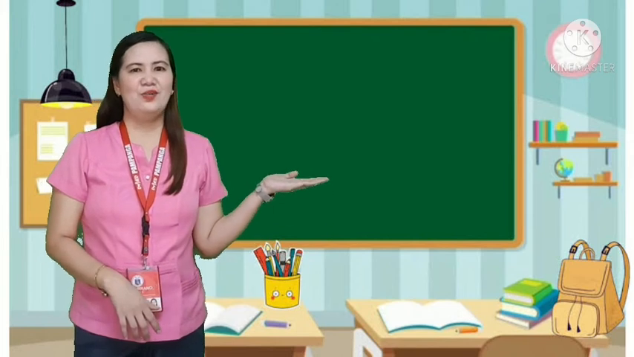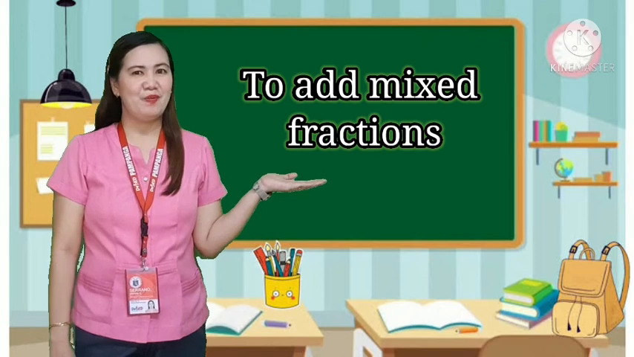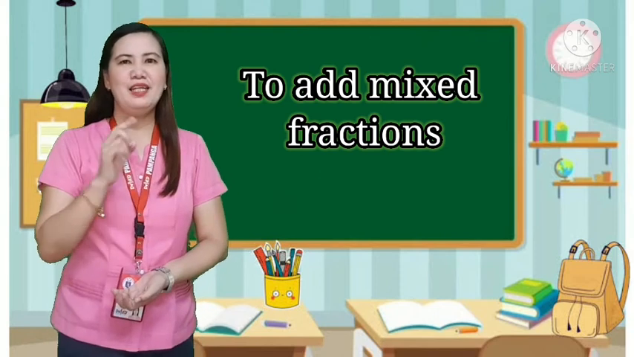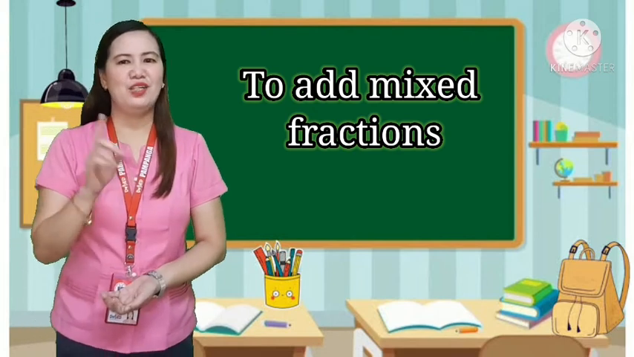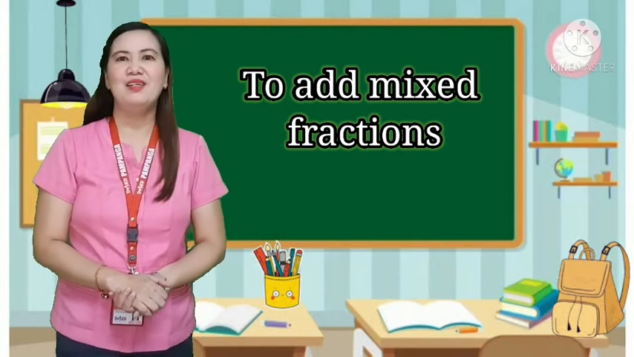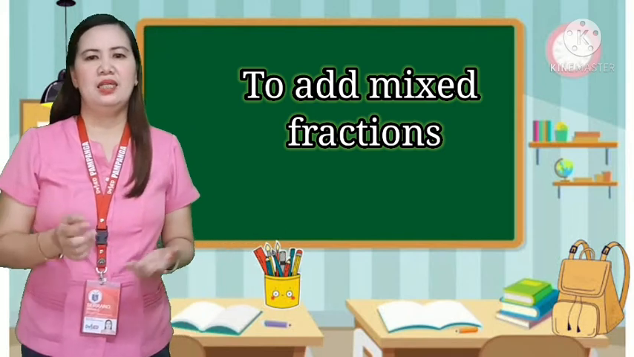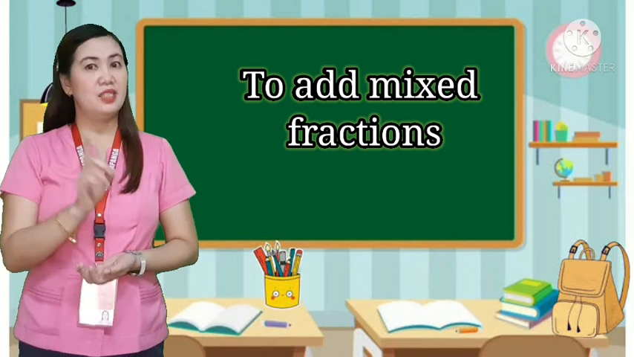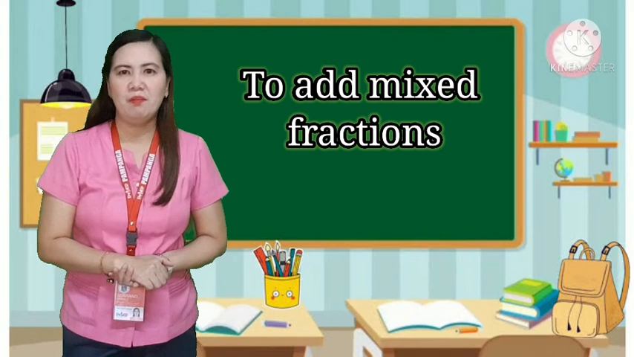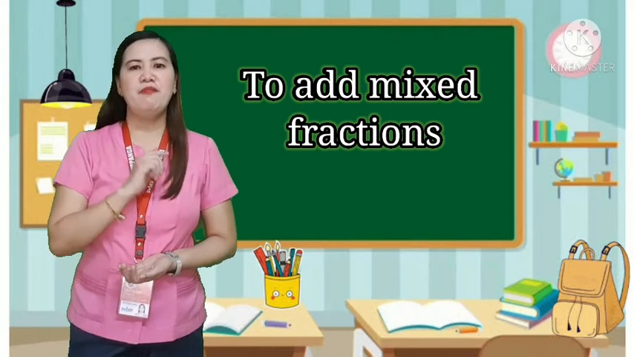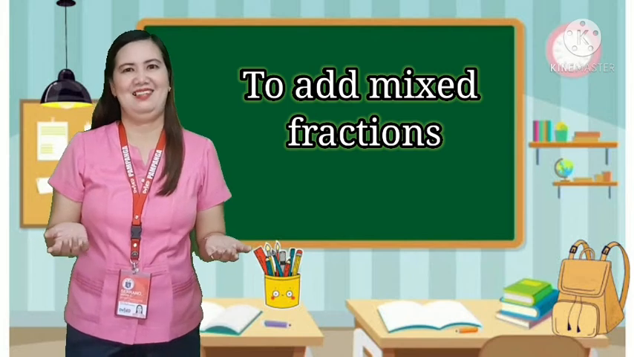Lastly, to add mixed fractions without and with regrouping, find the common denominator. Write the equivalent fractions using the common denominator. Then add the numerators. Keep the denominators the same. Then add the whole numbers. Simplify the fractional parts if possible.